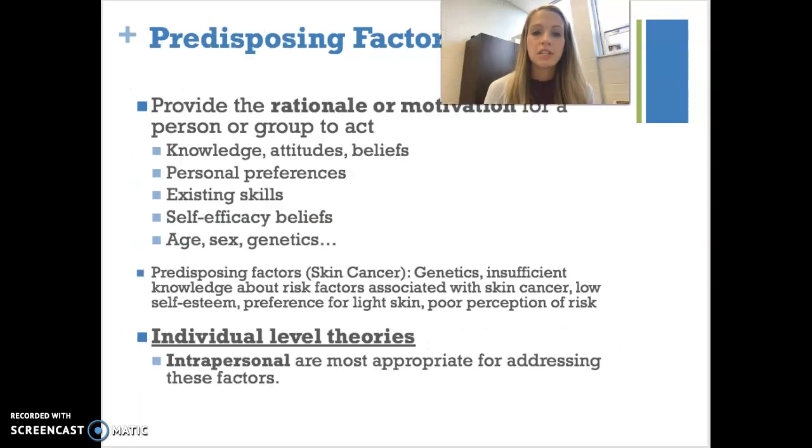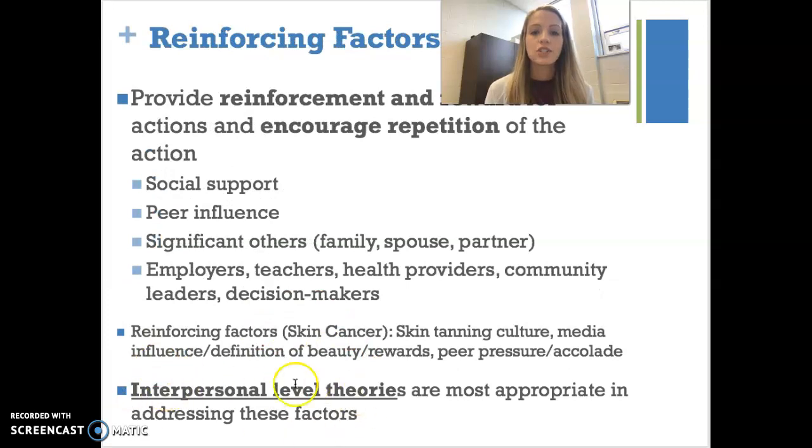So for predisposing, we said individual level theories. And here, interpersonal, this is between people, right? Interpersonal theories are most appropriate to address these factors.